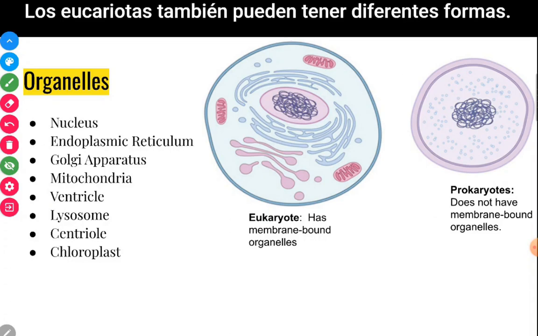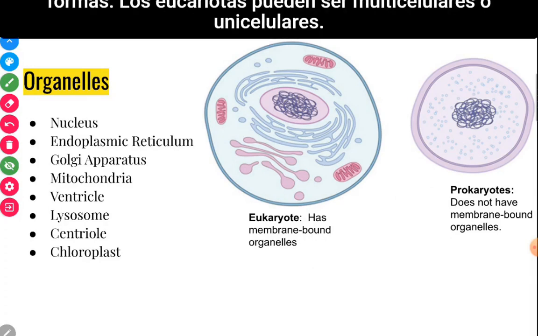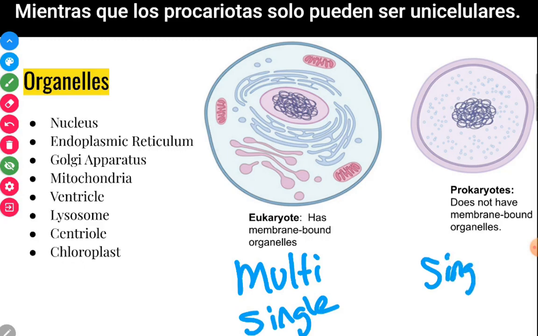Eukaryotes can also have different shapes. So for example, the cells in your body can have different shapes. Eukaryotes can be multicellular or single-celled, whereas prokaryotes can only be single-celled.